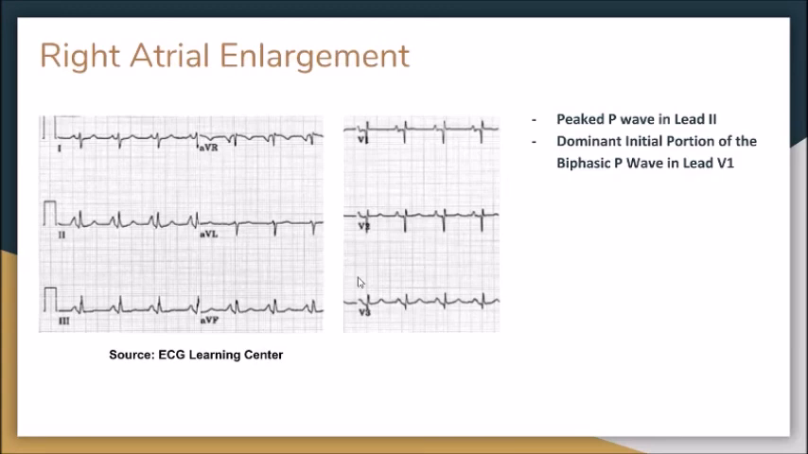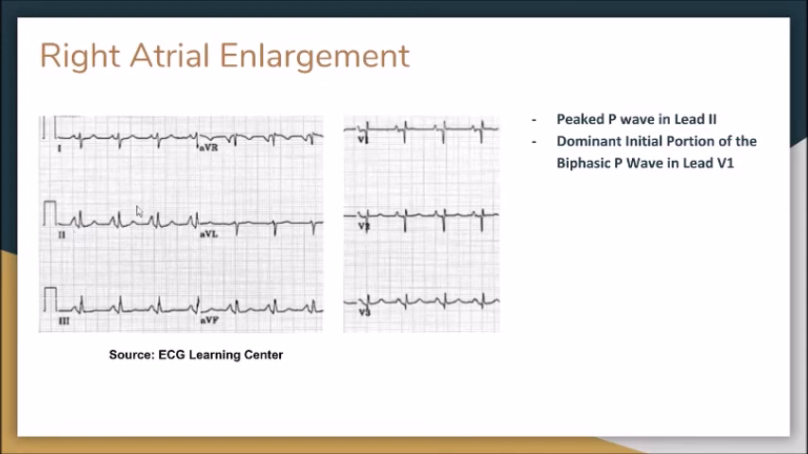Lastly, we have right atrial enlargement. So we want to look for a peaked P wave in lead 2. So let's look at lead 2 here. We see these P waves here are kind of super tall and they have a peak at the top. It's less rounded, more sharp. That's a peaked P wave, and that suggests right atrial enlargement.